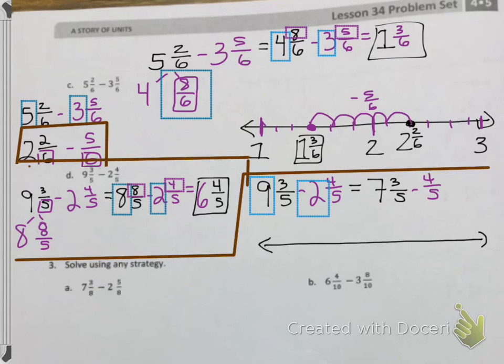Okay. 7 is my whole. So I'm going to put 7 in the middle, 6 and 8. We have fifths. So I'm going to cut these into fifths. 1, 2, 3, 4, 5. 1, 2, 3, 4, 5. Cool. And 7 3/5. Here's my 7 whole. So I'm going to go 1/5, 2/5, and 3/5. So this is 7 and 3/5.